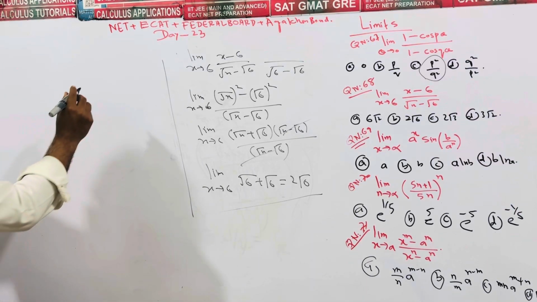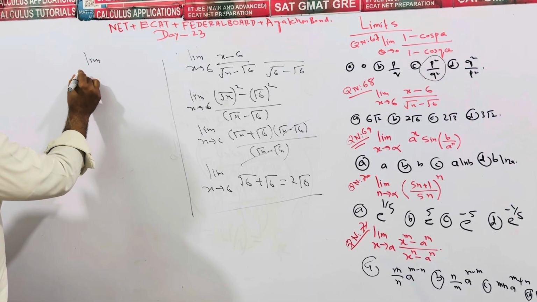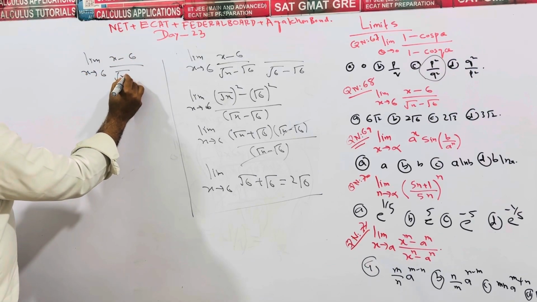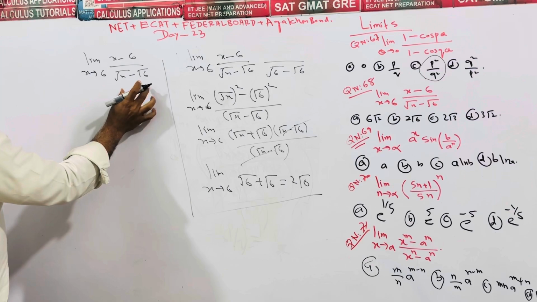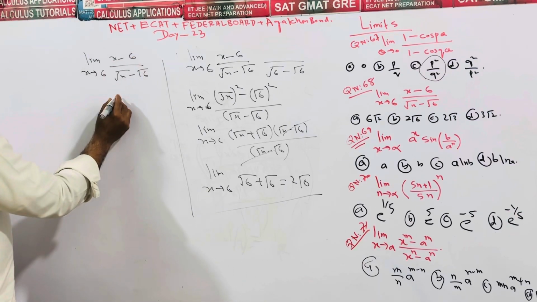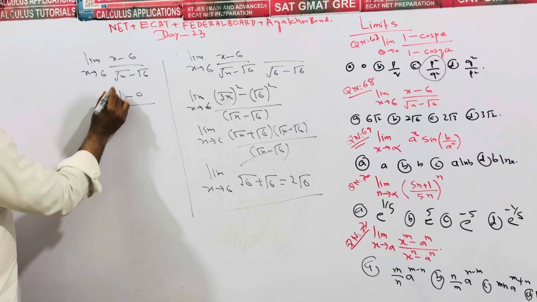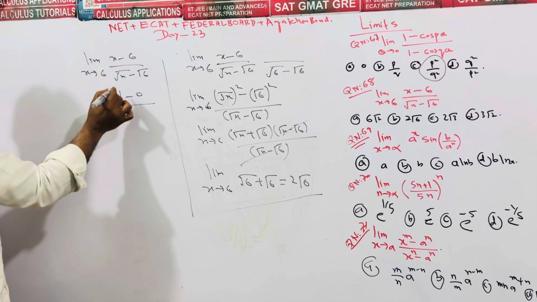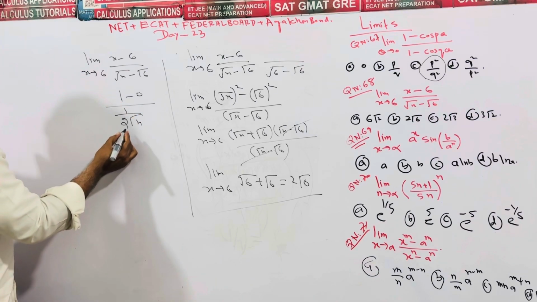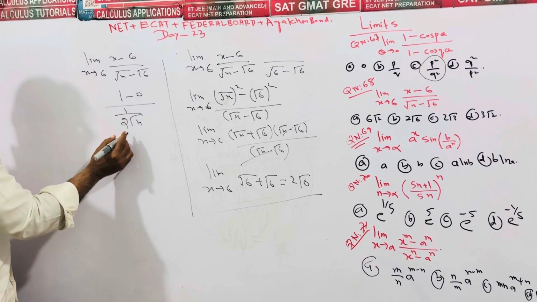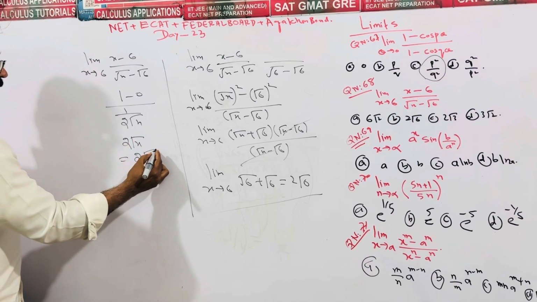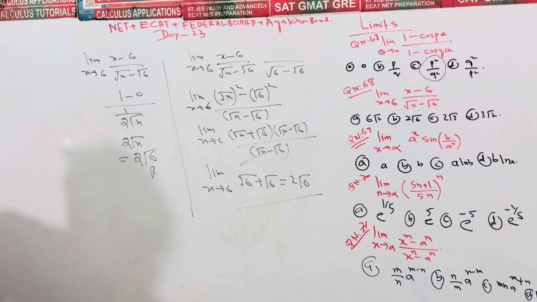So let me give you an idea of L'Hospital's rule. Limit x tends to 6, x minus 6 over root x minus root 6. The denominator is 0 after putting the direct limit, so apply L'Hospital's rule. Differentiation of the numerator is 1. What is the differentiation of root x? It is 1 over 2 root x. It is in the denominator, so it will turn into the numerator. Apply the limit: 2 times root 6.